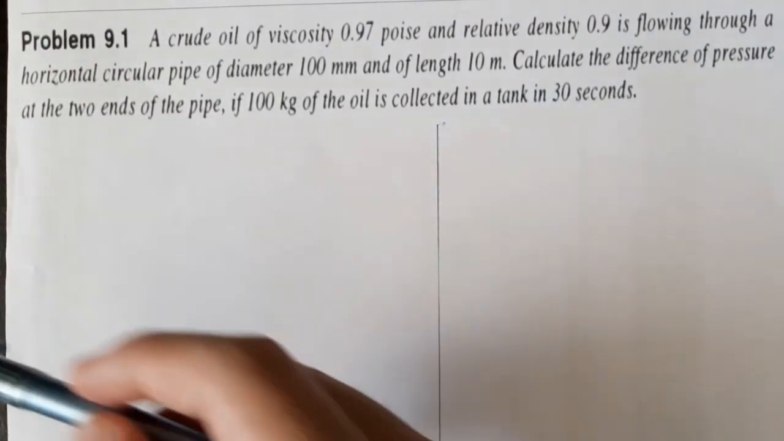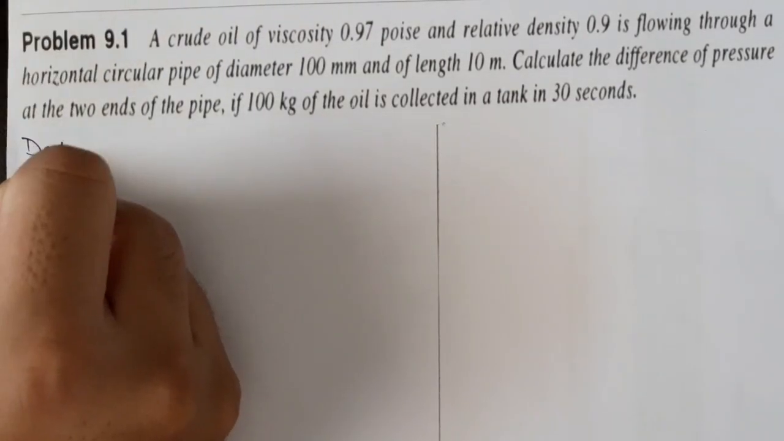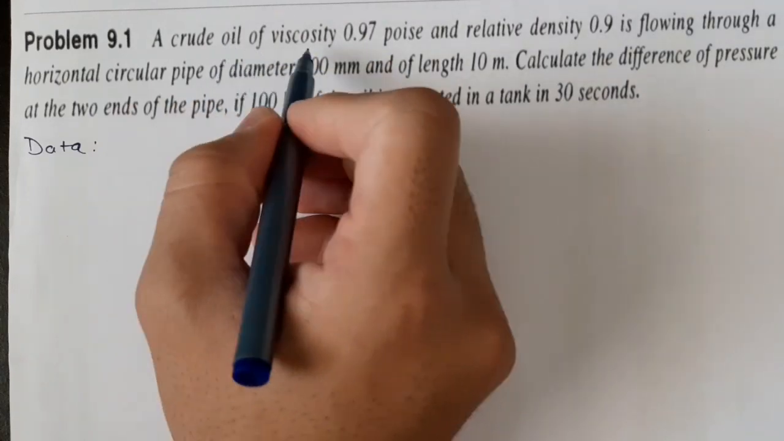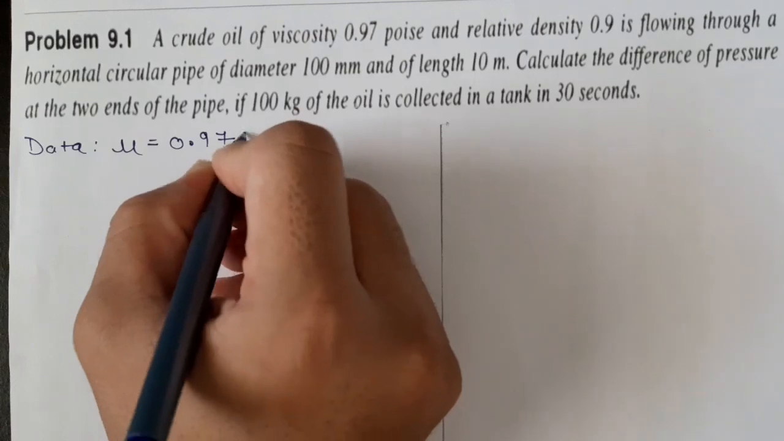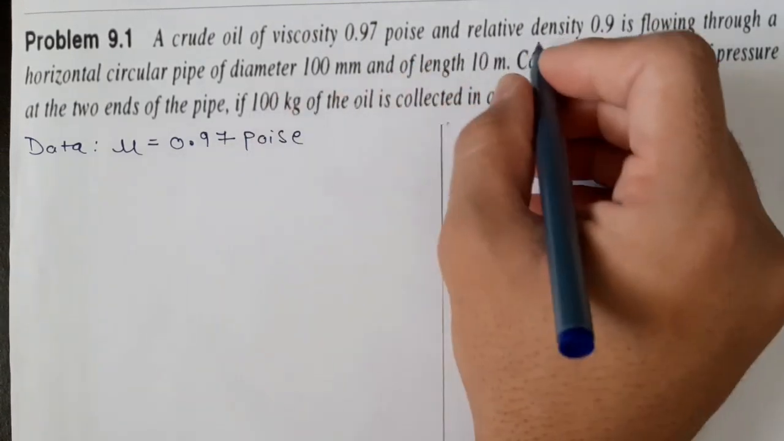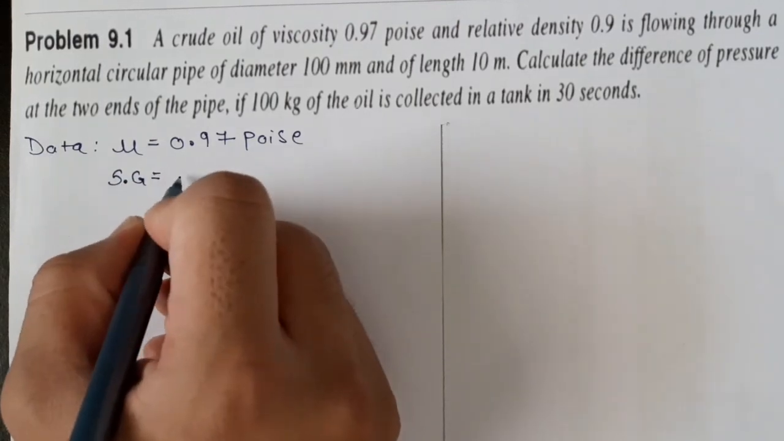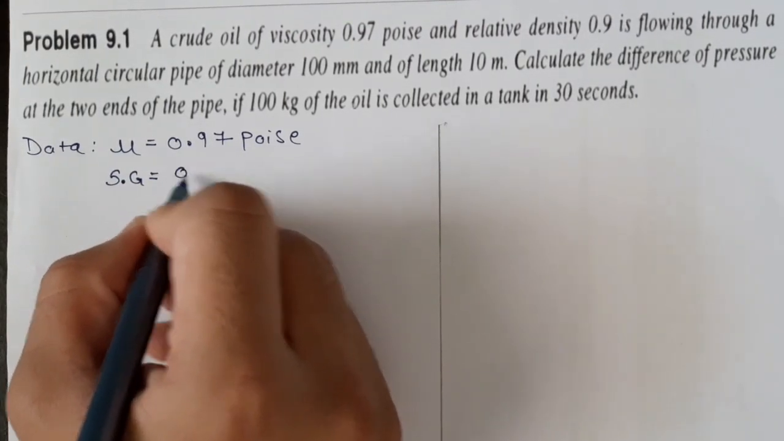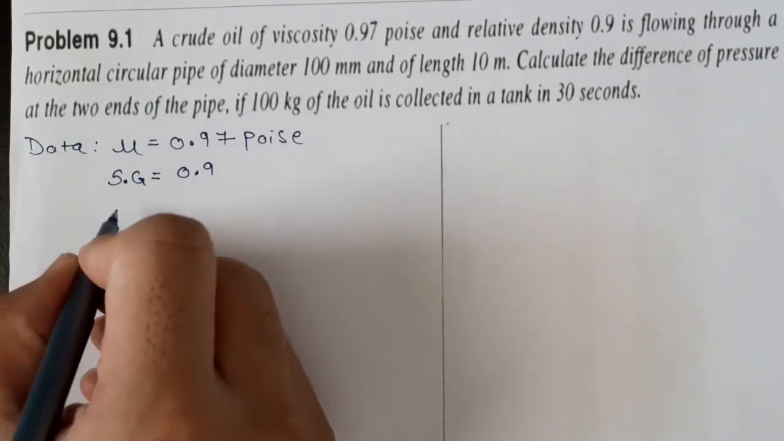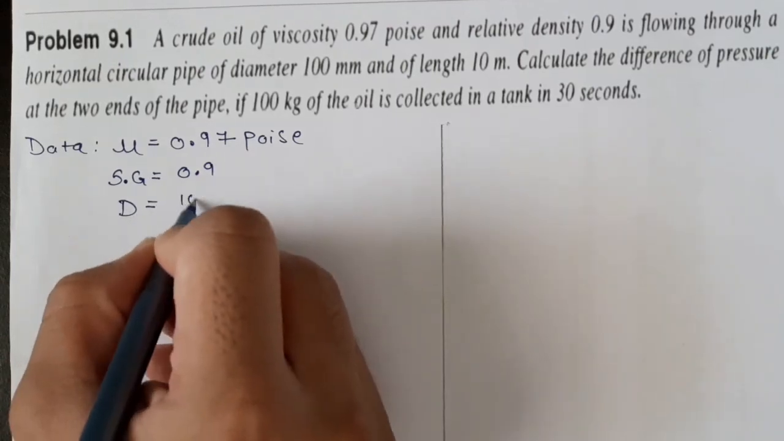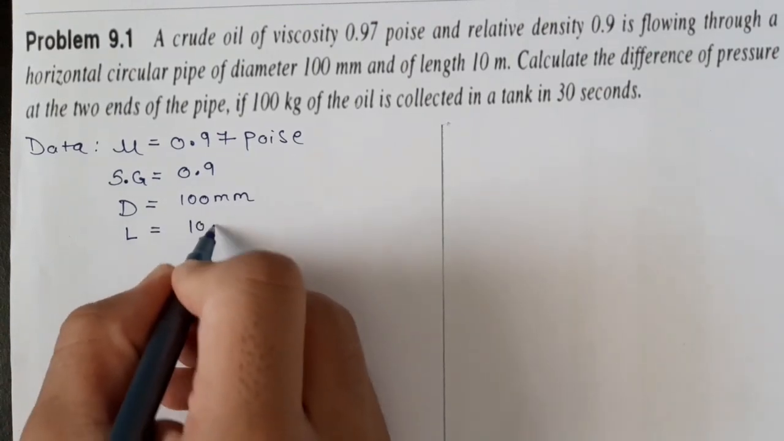Okay. So I will write the data. So here data, we have the dynamic viscosity mu, which is equals to 0.97 poise, and the relative density, that is specific gravity or relative density, both are same. So Sg, I will denote specific gravity with Sg equals to 0.9. It's flowing through a circular pipe of diameter 100 mm. So diameter with capital D is equals to 100 mm and length L equals to 10 meter.